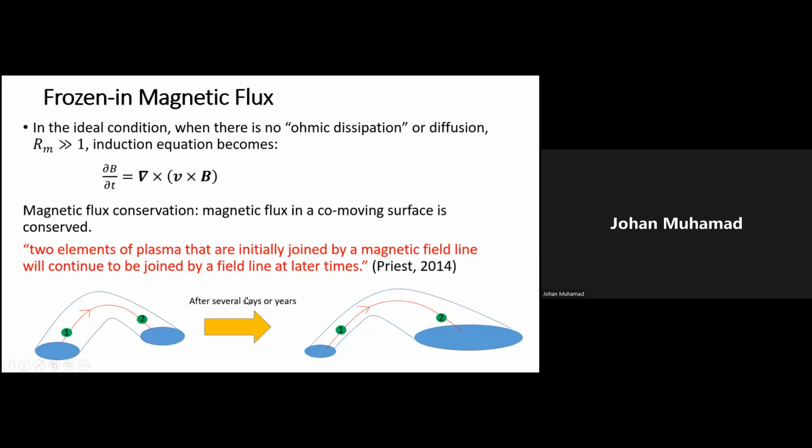After several minutes or several seconds or several days or even years or a very, very long time, if there is no dissipation at all or no diffusion at all, then even if the shape is changing, these two elements of plasma are still connected. They are still connected to the same magnetic field line. So that's the meaning of frozen-in magnetic flux. It will happen in the system where the magnetic Reynolds number is very, very large.